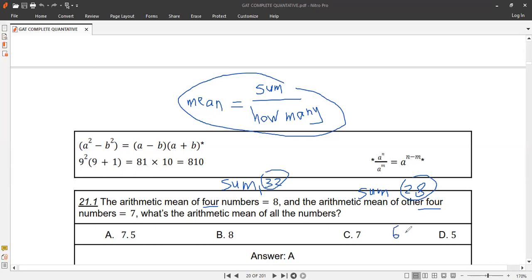So 60 divide how many? They became 8 numbers. So now 60 divide 8 equals 7.5. So we divide 60 by 8 equals 7.5.